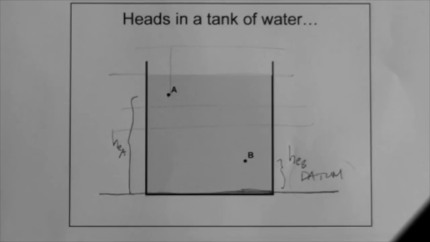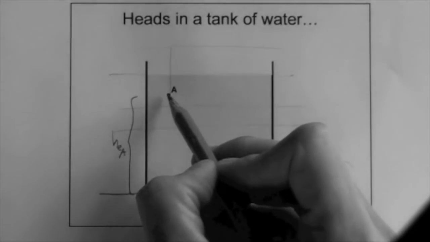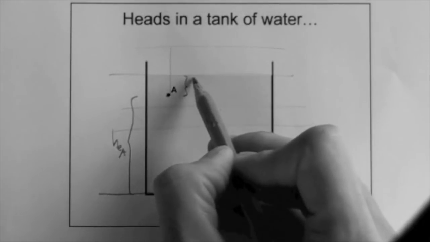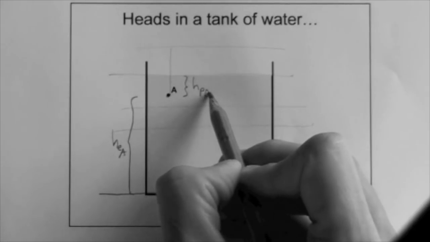What is the pressure head at point A? Pressure head. The pressure head, as you remember from fluid mechanics, at this point, in this case, let's say the head in the tank of water, is the distance of water above the point. Okay? So, how much water is there above this point? Well, this much. Pressure head at A.